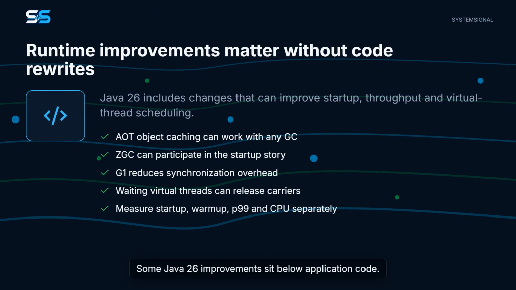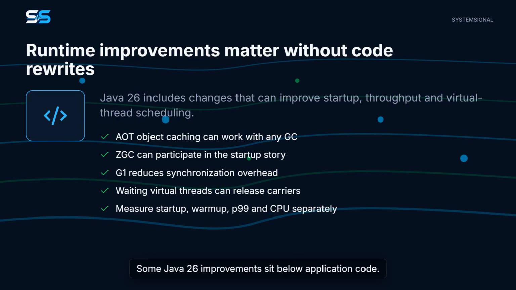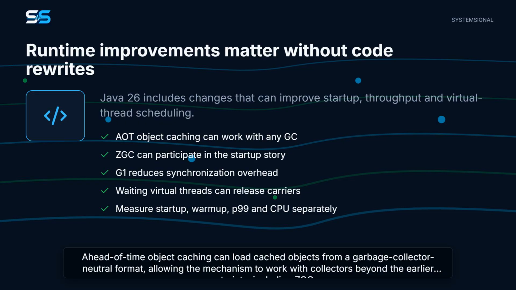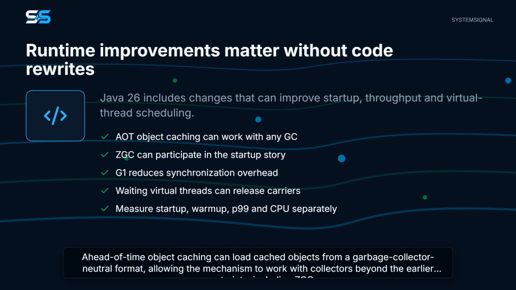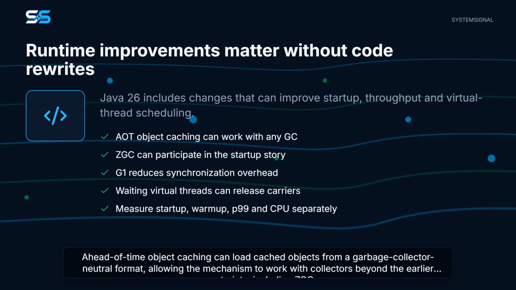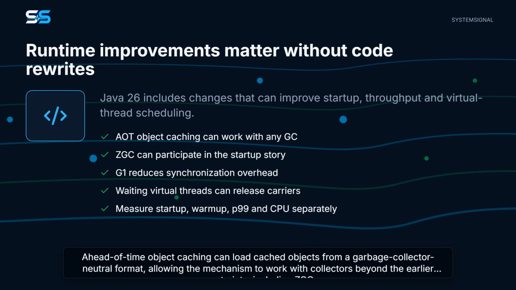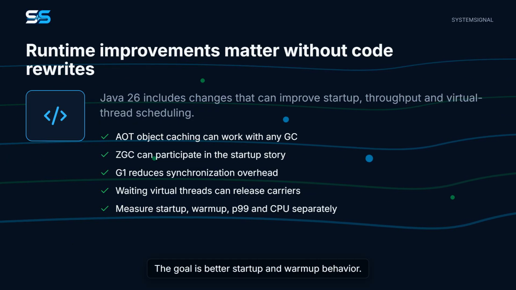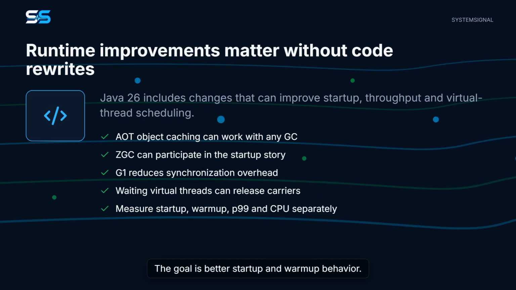Some Java 26 improvements sit below application code. Ahead-of-time object caching can load cached objects from a garbage collector neutral format, allowing the mechanism to work with collectors beyond the earlier constraints, including ZGC. The goal is better startup and warm-up behavior.